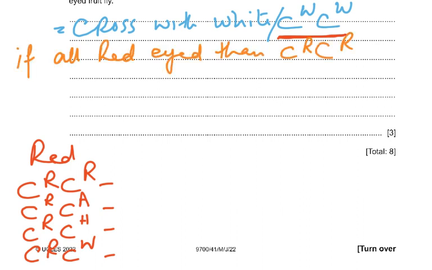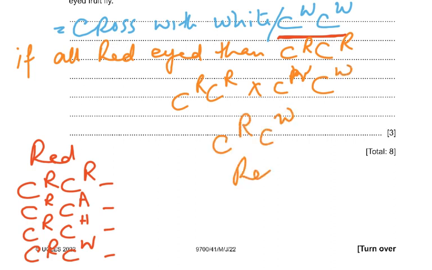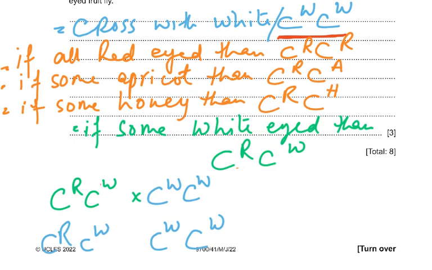If all red-eyed, then CRCR. Why are we saying that? Because CRCR crossed with CW, all offspring will be CRCW, and these will be all red. So if all red, then CRCR. If some apricot, then CRCA, because they would have the A in it, and then they combine with this. You see, you're crossing it with a known homozygous recessive. And if some honey, then CRCH, and if some white, then CRCW. And I've done that for you, the last one, to make you understand this.